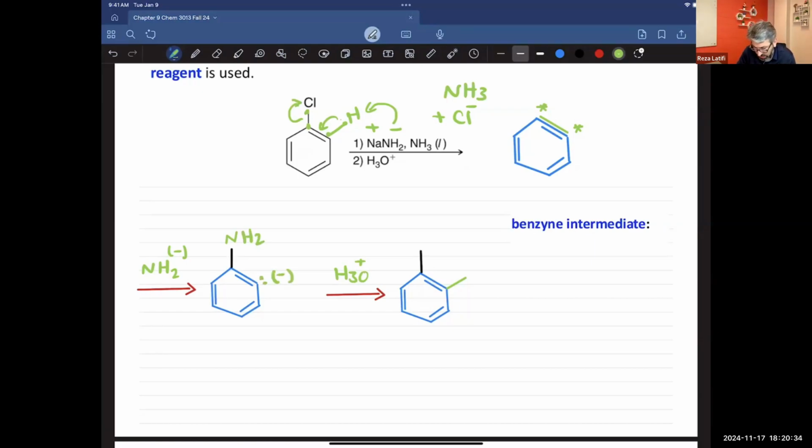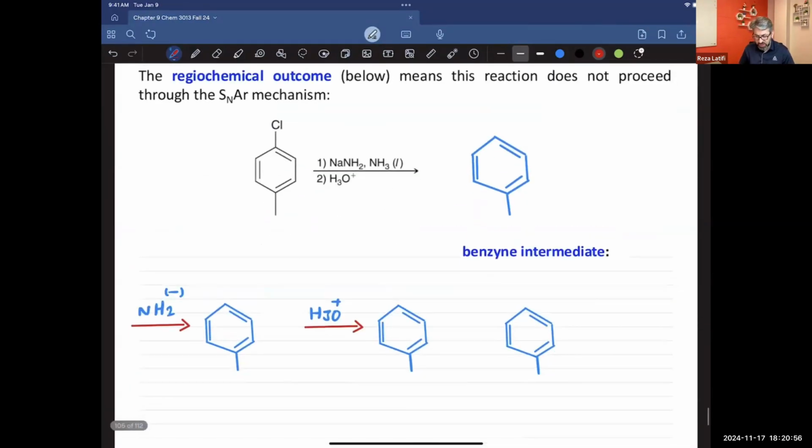Now I need to treat it with an acid. And the acid is going to give me acidic H, and I will get that one. Again, I got benzyne intermediate, and now unlike this intermediate, both carbons are identical, so it doesn't matter where you put the NH2. But what will happen if you have a substituent? In that case, you will get different product. For example, I have parachlorotoluene, and I'm treating it with a strong base, and this is the strong base.